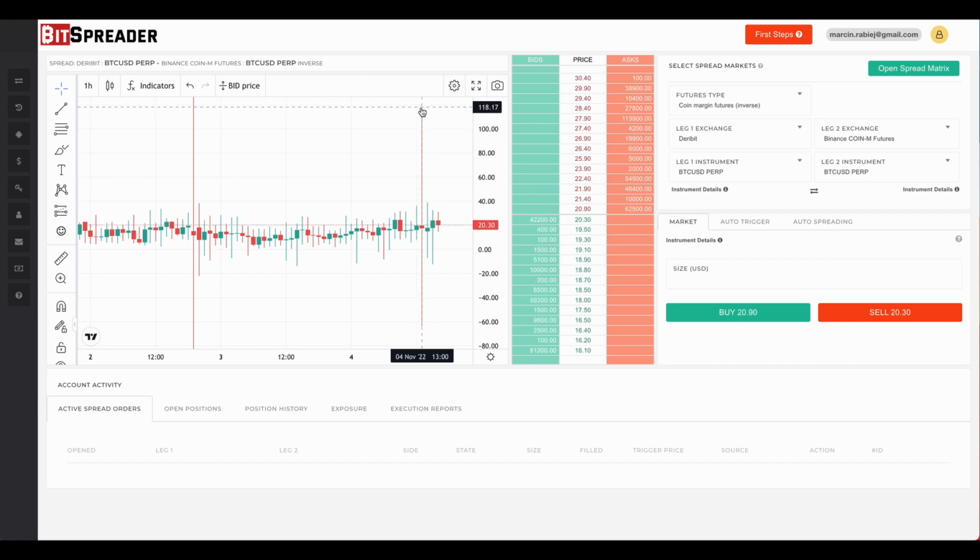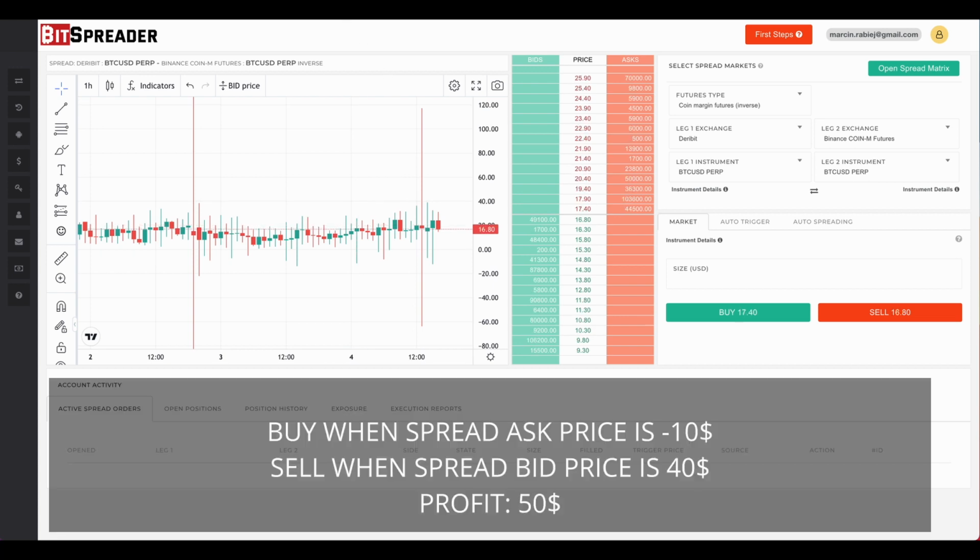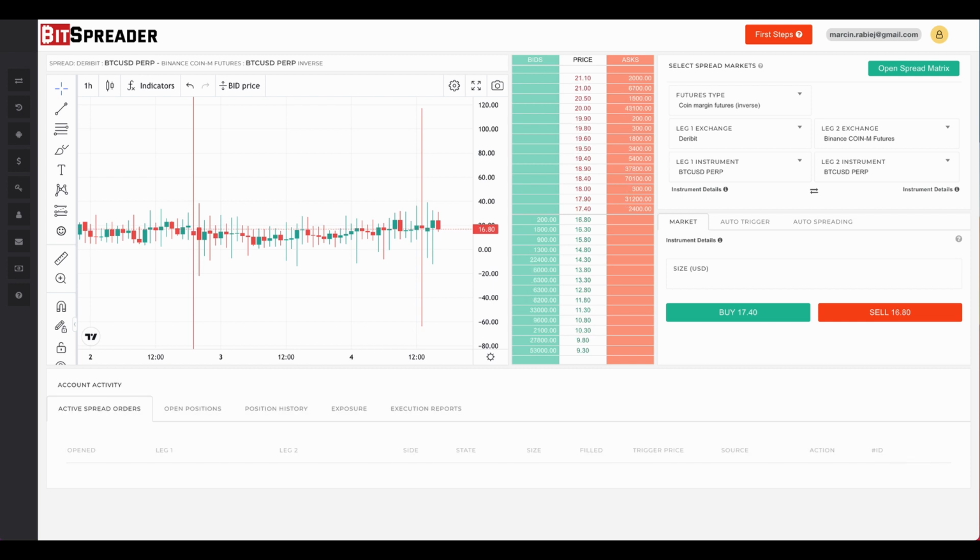Now let's do the math. For a spread trade size of 1 BTC, buying for -$10 and selling for $40 gives us $50 profit. We still need to pay the exchange trading fees. There are two major factors that decide the profitability of arbitrage trades: speed and the fees, and we will get back to this in a second.